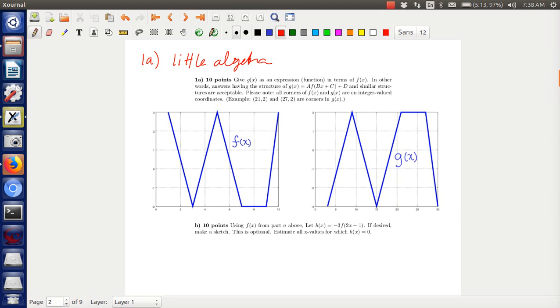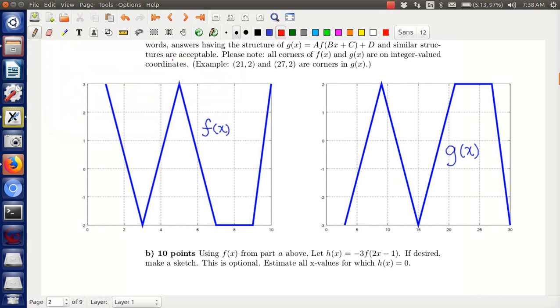Okay, so I want you to think about what's happening to this graph. All right, so the domain, let me zoom in. If you zoom in, you see what's happening to the domain. The domain goes from 1 to 10, and it goes from this point to 30. So you have to think about what's going on first of all. This is 10, and this one's 30. This one is 1.